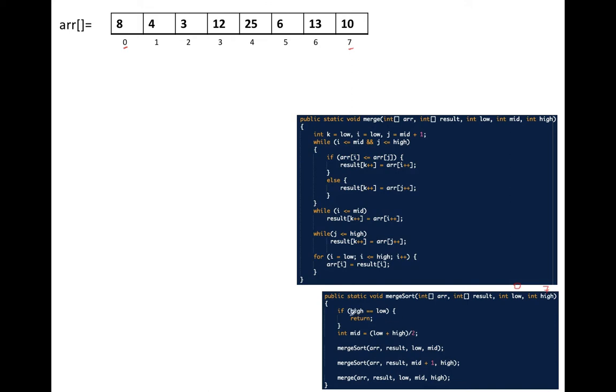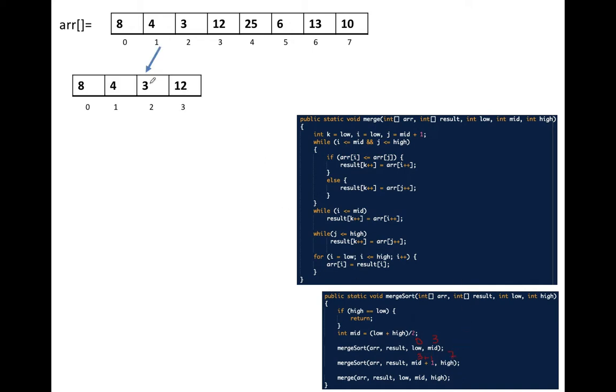Of course high is not equal to low, so it won't go inside this if statement, and then we find out the mid. So 0 plus 7 by 2 will give me the mid as 3. And then we call the methods in recursion. Basically the first call will give me the left subarray and the second call will give me the right subarray. In the first call, the value of low is 0, mid is 3 that we just calculated, and in the second call, this is mid plus 1, that is 3 plus 1, and the high is 7.